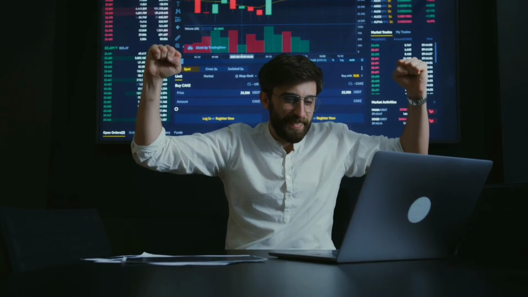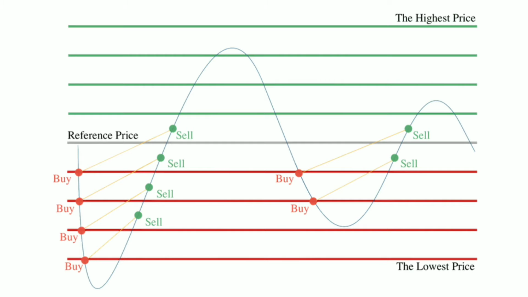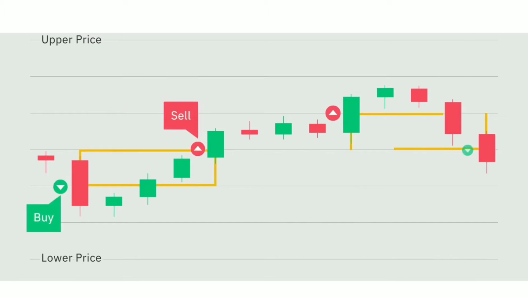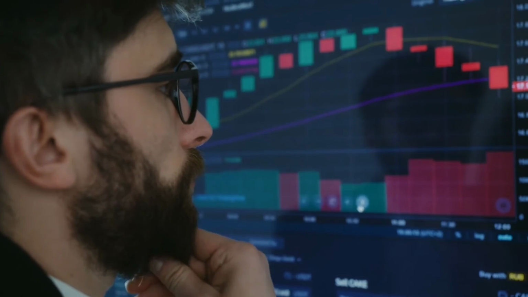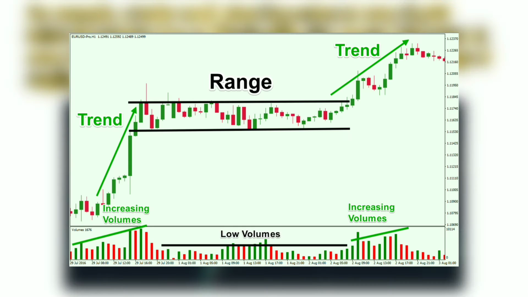It is designed to place orders in the market at preset intervals within a configured price range. Grid trading is when orders are placed above and below a set price, creating a grid of orders at incrementally increasing and decreasing prices. For example, a trader could place buy orders at every $1,000 below the market price of Bitcoin, while also placing sell orders at every $1,000 above Bitcoin's market price. This takes advantage of ranging conditions.